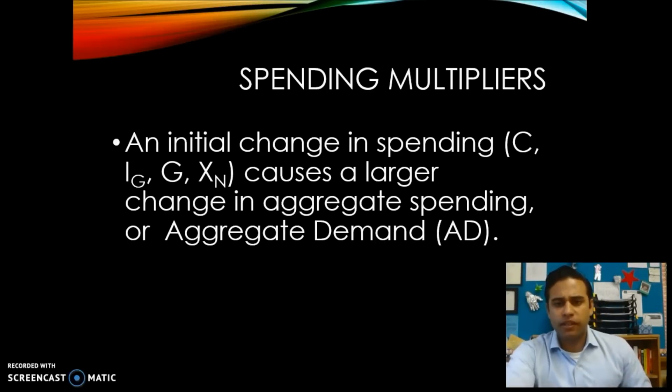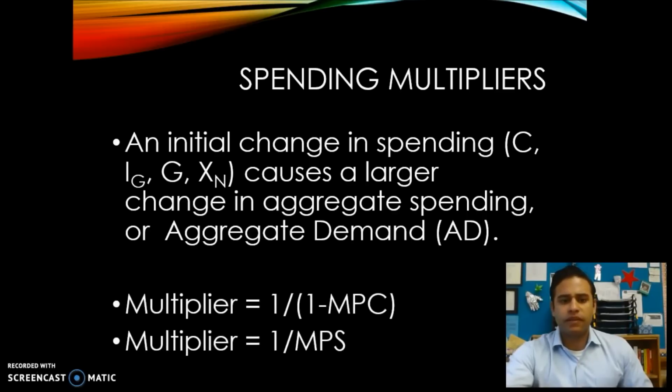And spending multipliers are exactly what we mentioned before: there's that initial change in spending that would cause a shift in aggregate demand, but then there's this multiplier that makes that shift larger. Here's the bullet point that would state that. Let's move on and really talk about this. Here is the equation for the multiplier. The spending multiplier is calculated by 1 over the marginal propensity to save.